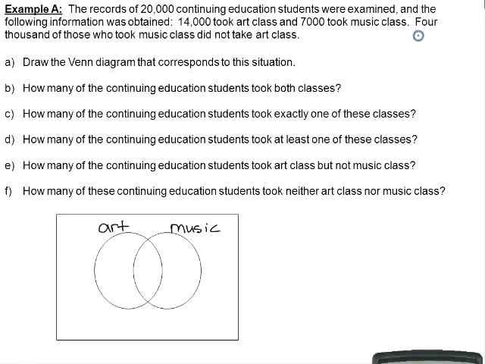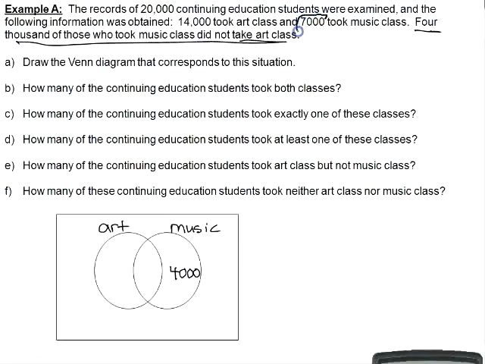The next piece of information they give us is 4,000 of those who took music did not take art. 4,000 of our music students did not take art. Okay, this region right here is, hey, I'm in music class, but I did not take art, so those 4,000 students go here.